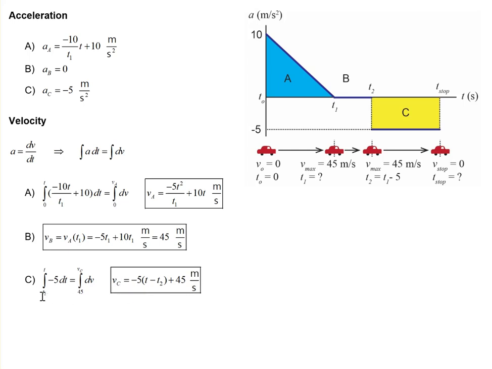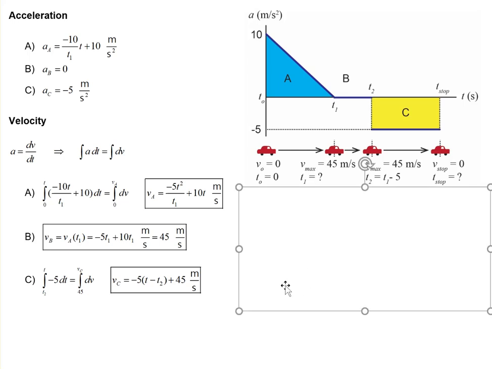But the initial limits, or the lower limits, are different, right? For the velocity, it's 45, because that's the speed that the car comes into region C with, and the time is t2. Now, on all these integrals, I always put just general variables at the top, so t and v, because if we have a general equation, it's much more useful.